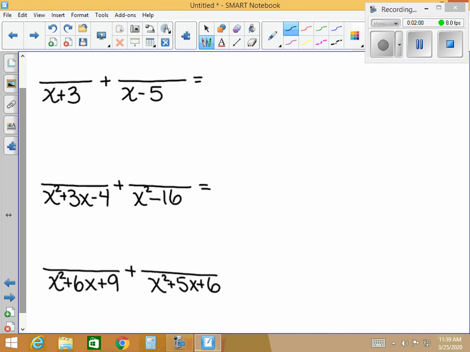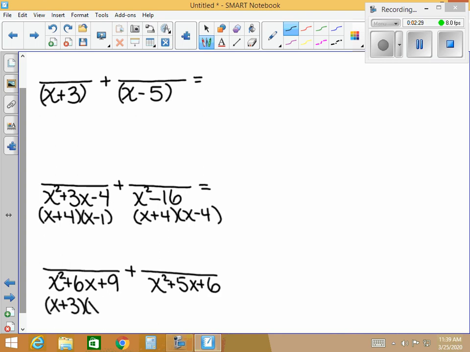Okay, so we said the first step when we're trying to find the common denominator is we need to factor any of the denominators that break down more. Things like x plus 3 and x minus 5 don't break down any further, so we're done with that step. Factoring down here, each of these polynomials breaks down into smaller pieces.